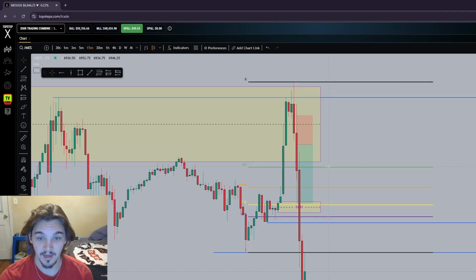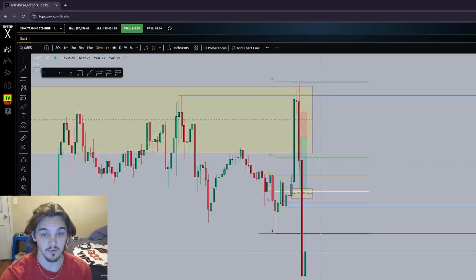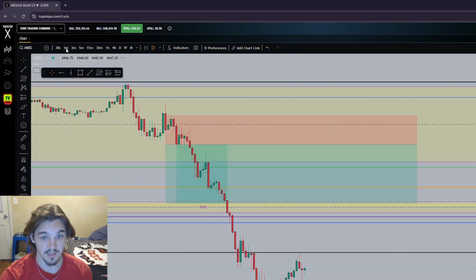And I put my first take profit at the equilibrium point, just in case I wanted to touch into equilibrium and reverse back up, because remember, we are in a 30-minute fair value gap. However, we continue downwards, and my stop loss is at break even at this point.